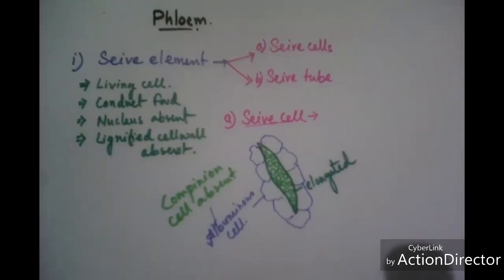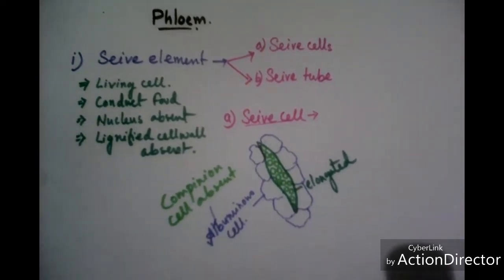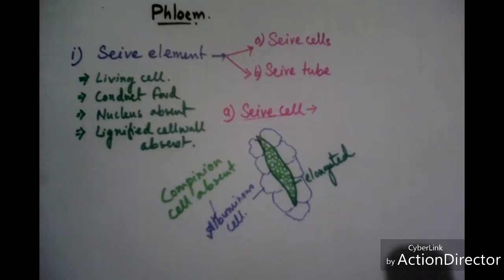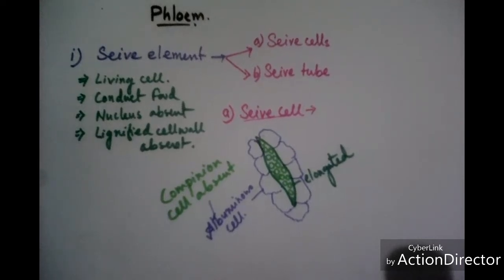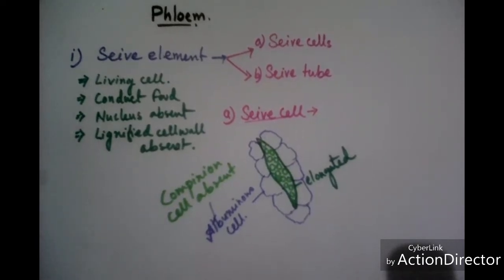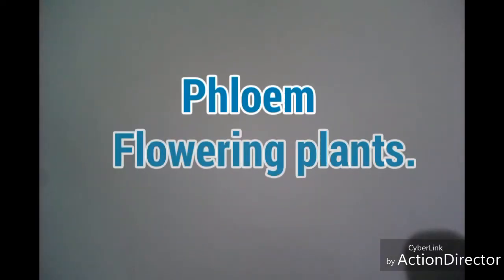So, sieve cells are found in non-flowering vascular plants like pteridophyta. So, in case of pteridophyta, we get sieve cell instead of sieve tube, and companion cell is also absent in case of pteridophyta and gymnosperm. Now, structure of phloem in angiosperm.